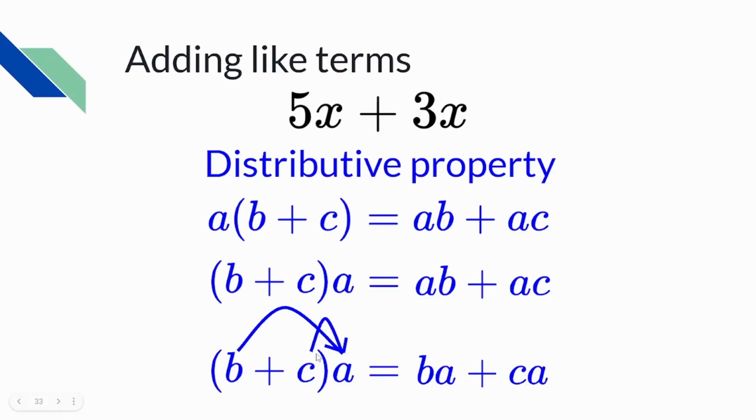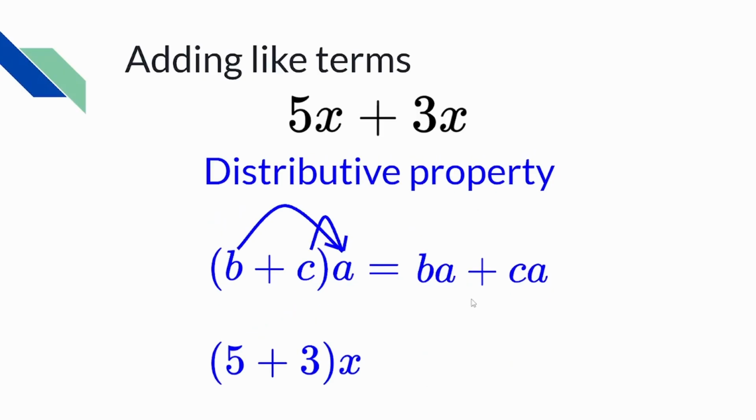Reading this from left to right like it's a sentence in English, I have b plus c times a equals ba plus ca. So ab is the same thing as ba by the commutative property, and ac is the same as ca, also by the commutative property. So this is what I have. I almost have the desired result. I just want to apply this to a concrete example.